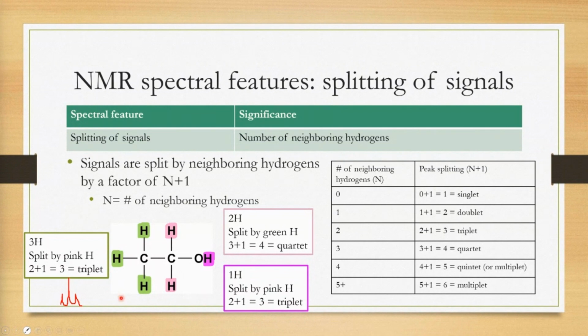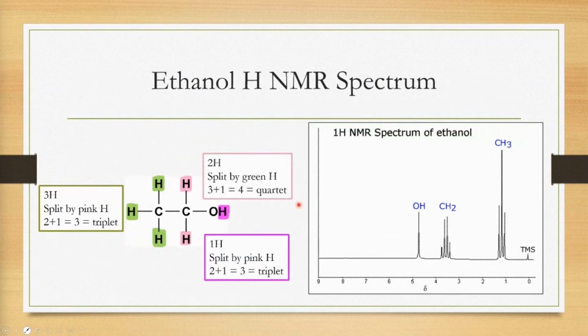Okay, now let's actually look at the NMR spectrum for ethanol. We said that the CH3 group, these green hydrogens, should show up as a triplet peak, and that's what we see here. This is that CH3 group. This is what the triplet looks like, where you have one larger peak typically in the center and then two smaller peaks on either side.